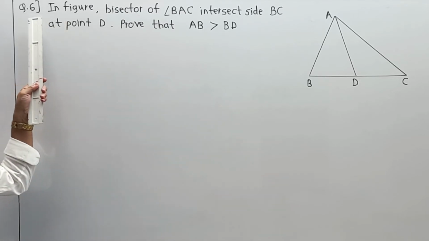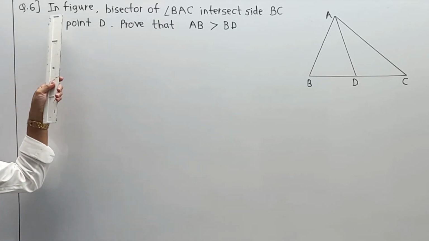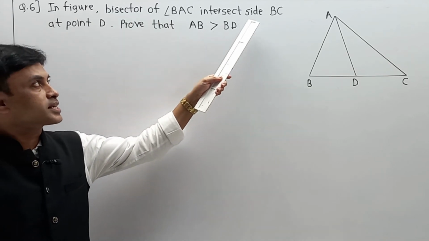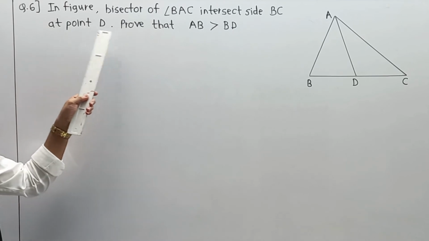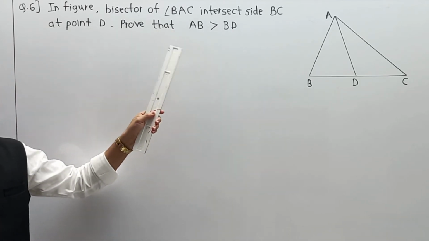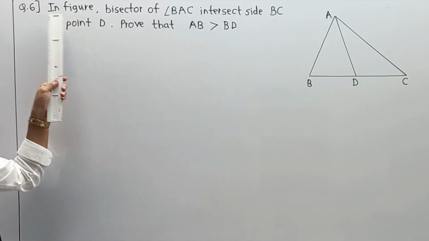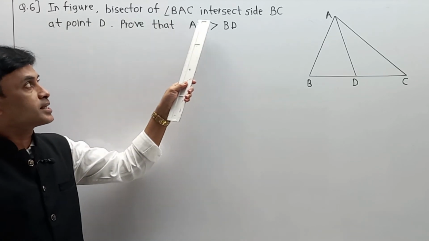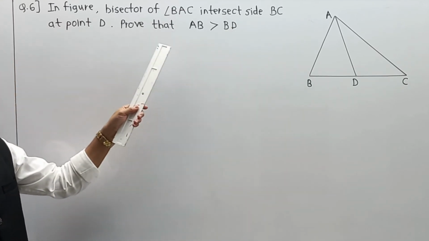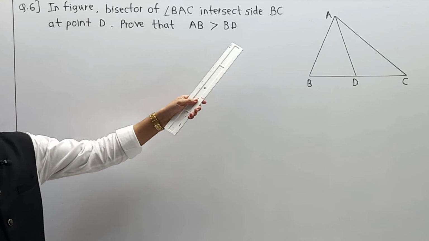Now student, we are going to start question number 6, and the question is: in figure, bisector of angle BAC intersects the side BC at point D. Prove that AB is greater than BD. Once again, try to understand the question first. In figure, bisector of angle BAC intersects side BC at point D. Prove that AB is greater than BD.